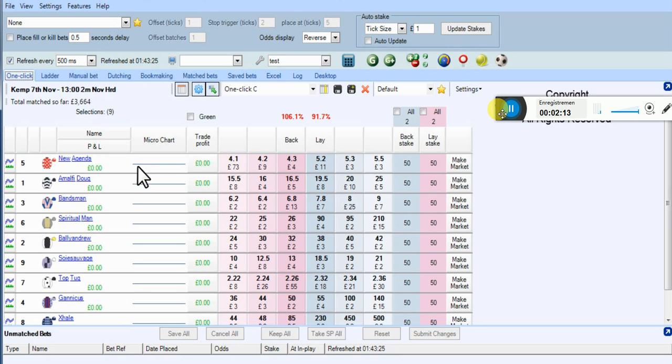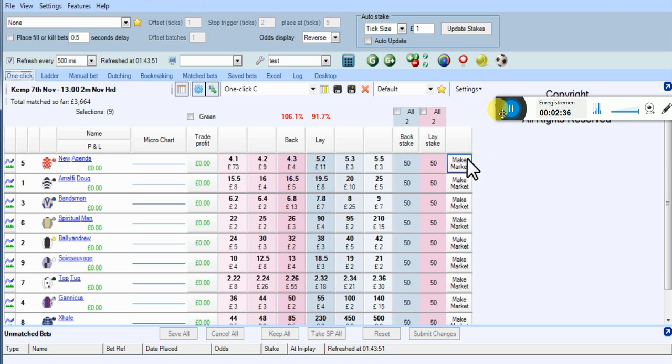If more money was coming in on the back bet side or the lay bet side, then you'd see movement in the micro chart. As you can see on my cursor, there's no movement. It's a static line. Now this means that this is ideal. This is an ideal situation for a make market scalp. And the way you would do that is obviously click make market.